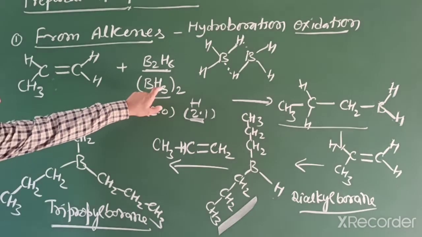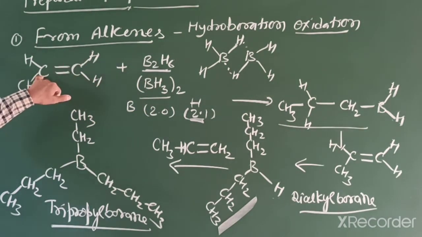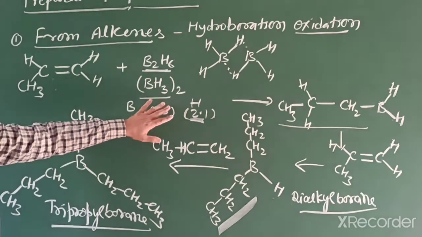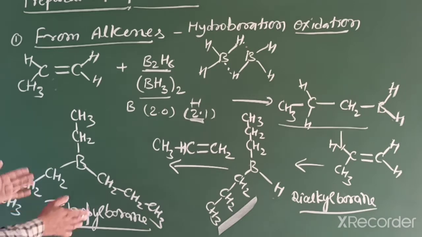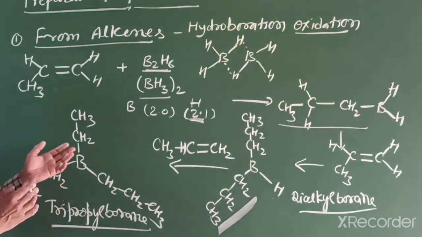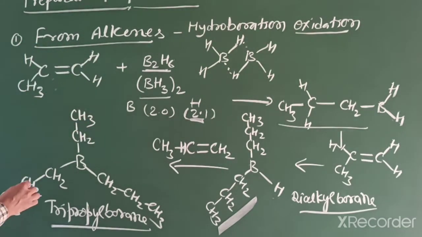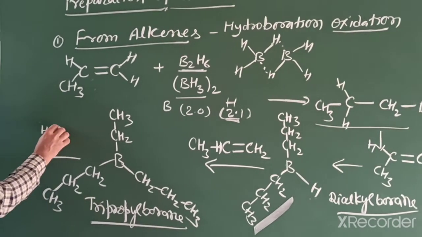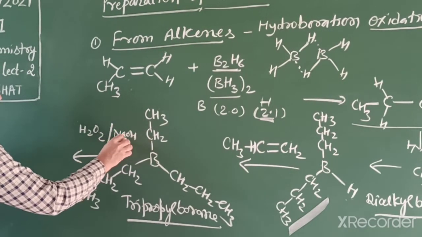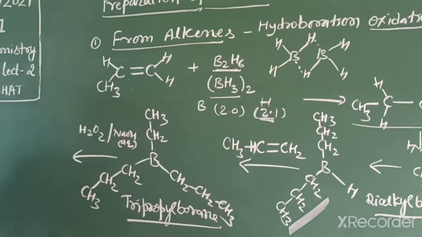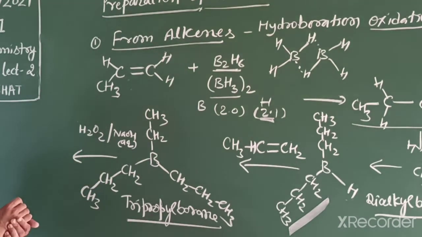Then where is hydrogen attached? Hydrogen attaches to the second carbon. This follows Markovnikov rule: the more electronegative element attaches to the carbon having fewer hydrogens. Then further, we want to prepare alcohol. So it further reacts with hydrogen peroxide, in the presence of aqueous sodium hydroxide, means in the presence of base, so it is further oxidized.